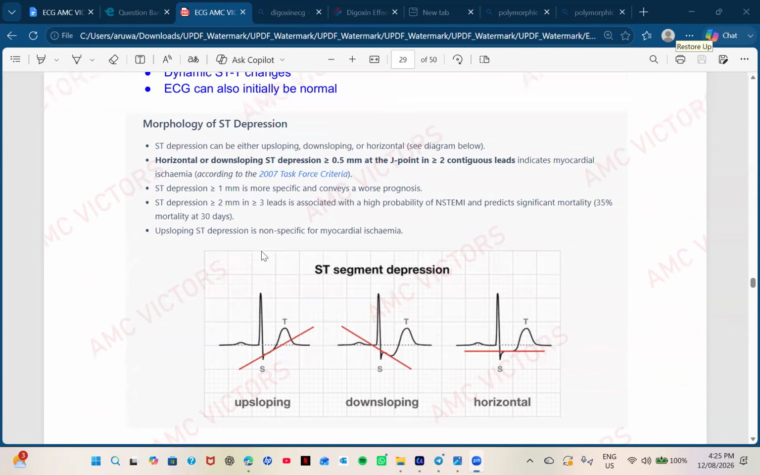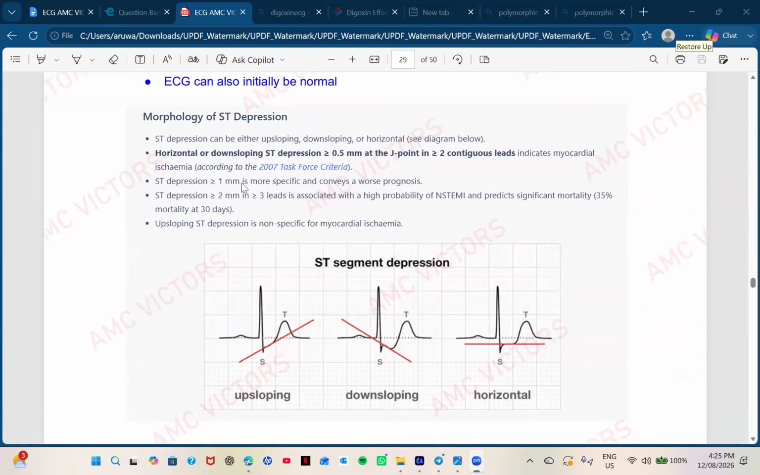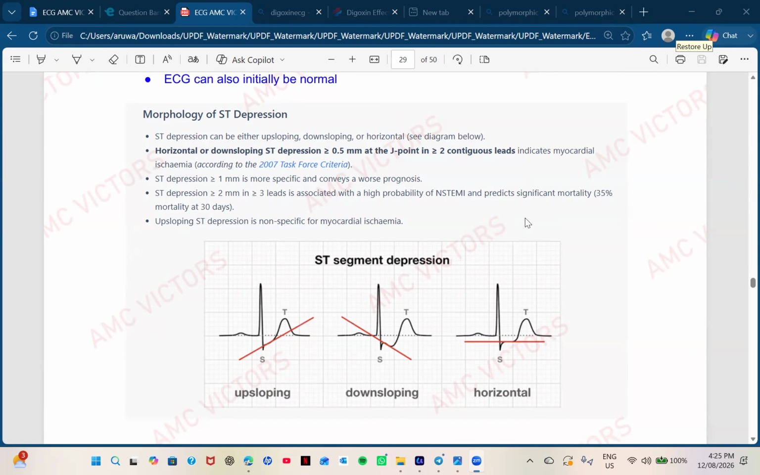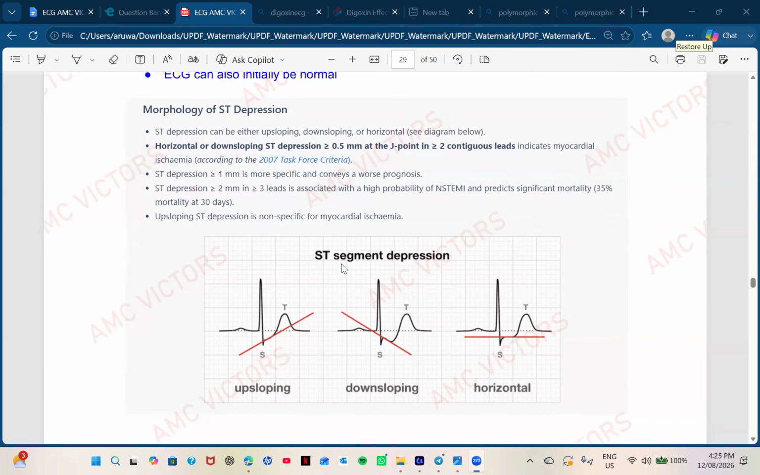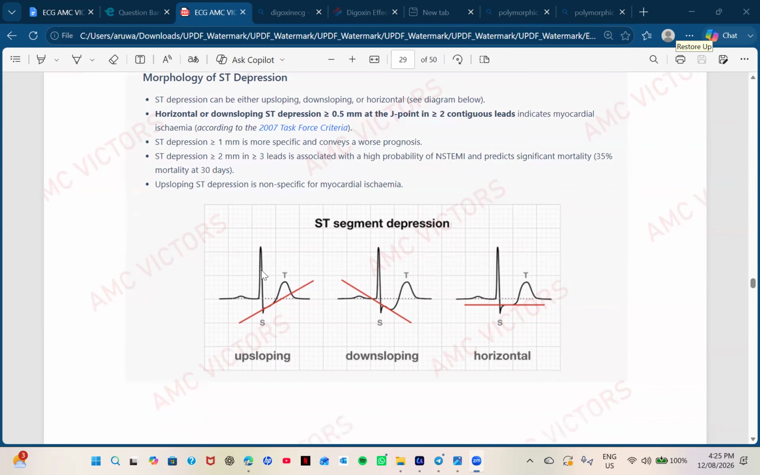And remember, the ST depression, horizontal or downsloping, more than or equal to 0.5 millimeter at the J point in more than two contiguous leads indicates MI. ST depression equal to or more than 1 millimeter is more specific and conveys worse prognosis. More than 2 millimeter in more than 3 leads is associated with a high probability of non-STEMI and predicts significant mortality, right? Upsloping ST depression is non-specific for MI, right? So these things are very important.